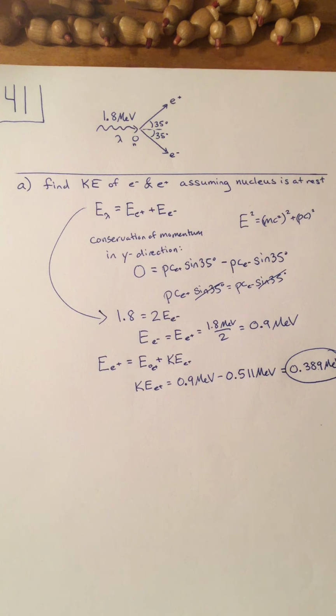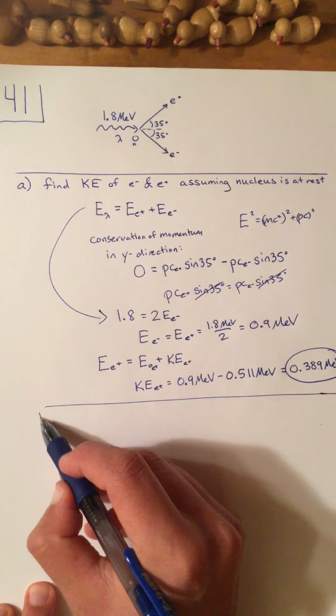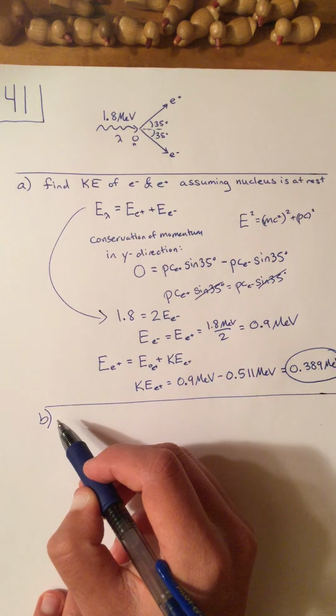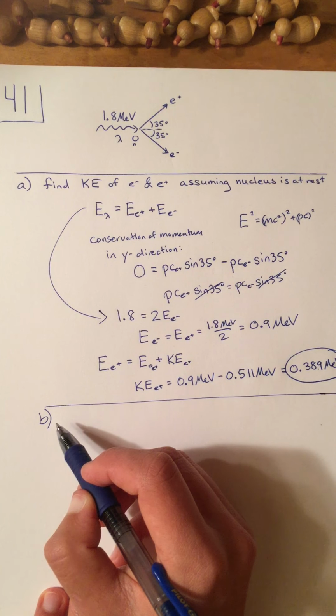In part B, we're going to find the kinetic energy of the hydrogen nucleus needed to ensure momentum conservation. Would this amount of kinetic energy greatly affect the result in part A? So this was assuming the nucleus is at rest. Now we're going to see if we don't assume the nucleus is at rest, what energy it would need in order to ensure momentum conservation, and see if this would make a difference in our result for part A.